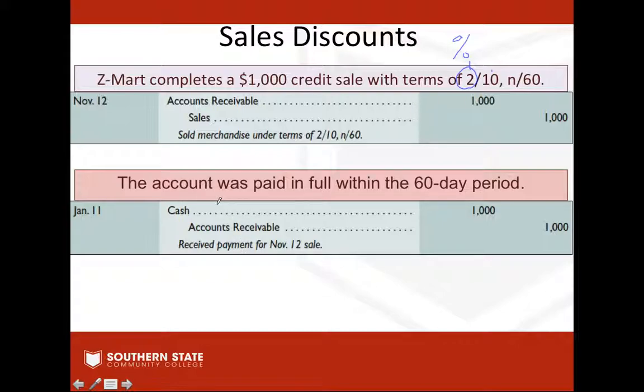In this case, the account was paid in full within the 60-day period. You can see we sold on the 12th of November. They didn't pay till January 11th. So they don't get a discount. So when we collect that cash from them, we simply debit our cash account and then credit the receivable account, and it goes away. We don't have to mess with any discount there. So what happens when we do have a discount?